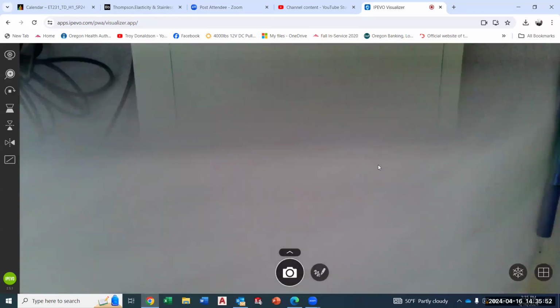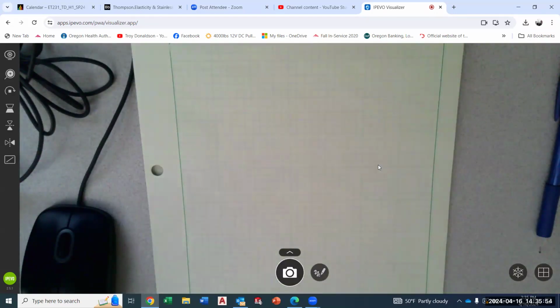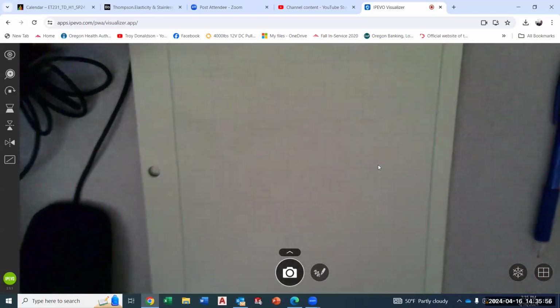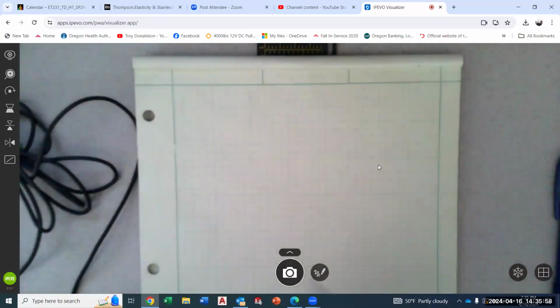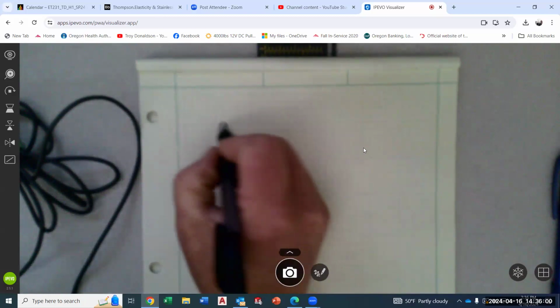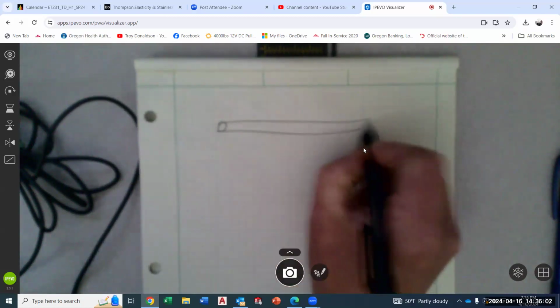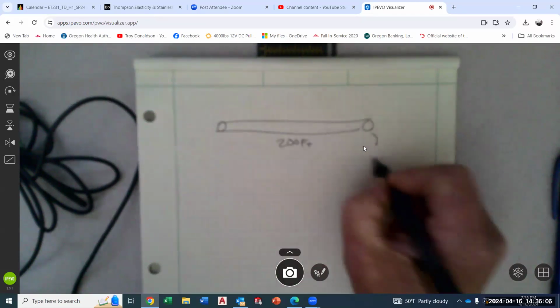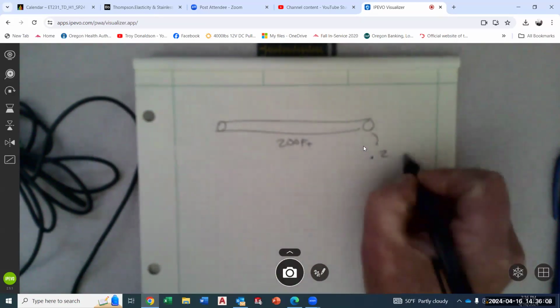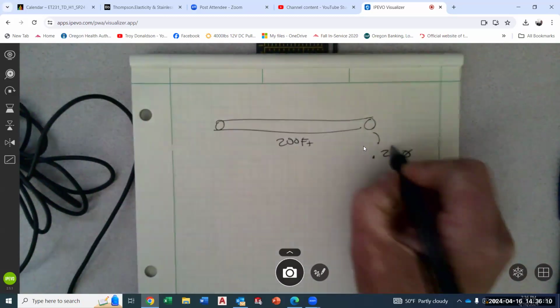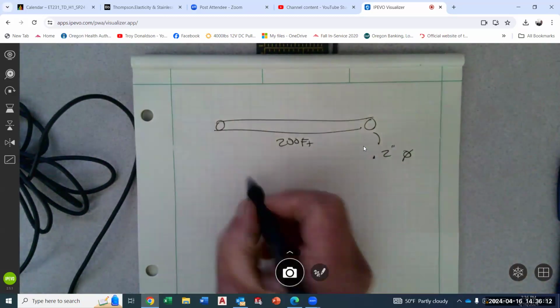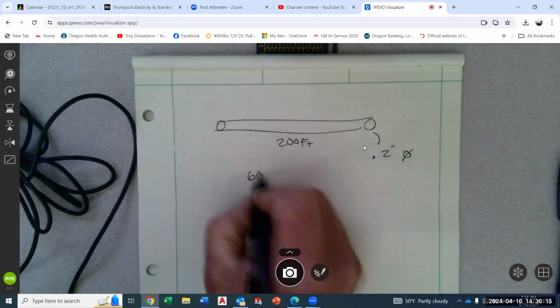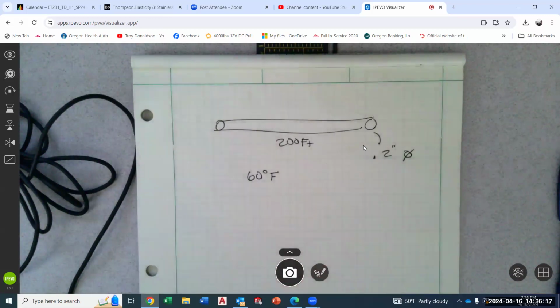So let's talk about this. If we have a copper wire, and let's say it's 200 feet, and it is 0.2 inches in diameter, right? And we install it at 60 degrees F, right?